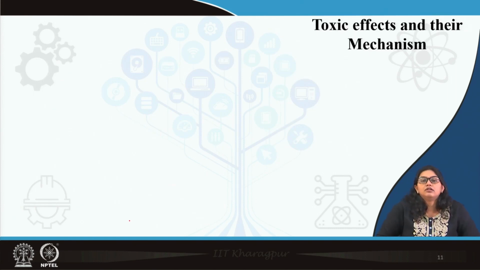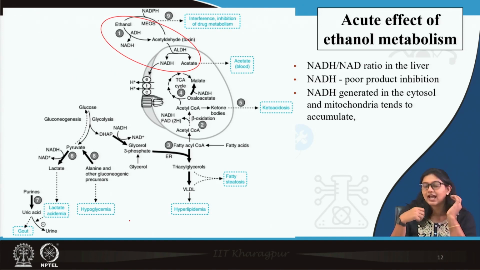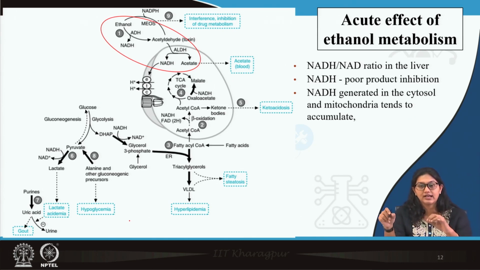Then we come to the toxic effects imparted by alcohol and how they are causing this toxicity. Alcohol toxicity can be of two types. One is acute alcohol toxicity, another is chronic alcohol toxicity. Now, for acute alcohol toxicity, the major reason is increased NADH-NAD ratio. As I told you, when alcohol is converted to acetaldehyde, there is NADH formation, and when acetaldehyde is converted to acetate, there is again NADH formation. So, when an increased amount of alcohol is metabolized, a huge amount of NADH is formed.